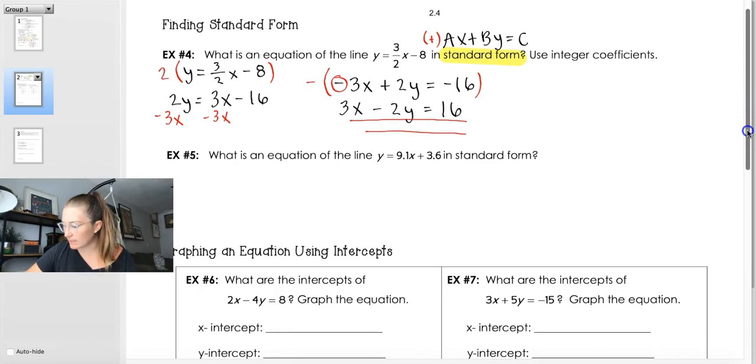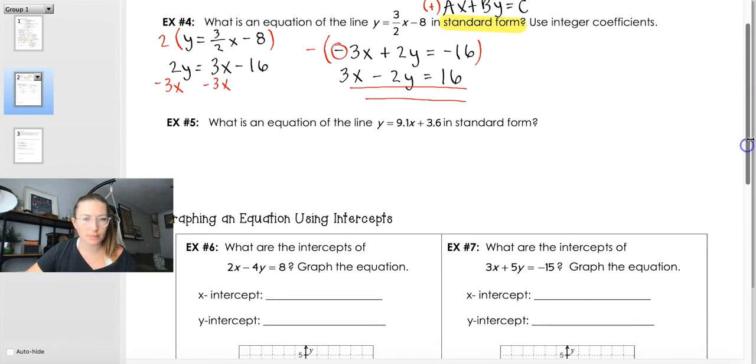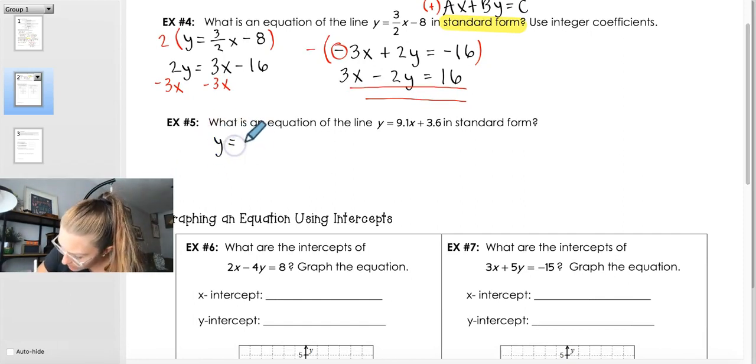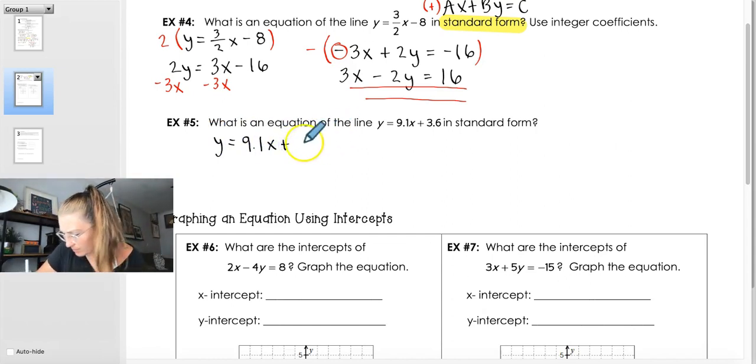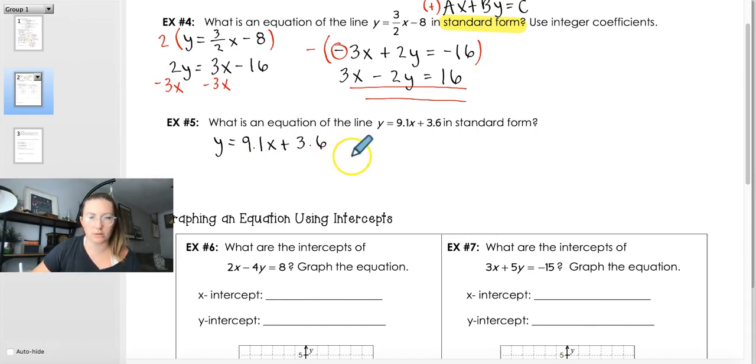Alright, let's go ahead and try this next one with the decimals. So we have y equals 9.1x plus 3.6. Okay, we have a problem. We have decimals. So hopefully we're familiar with our decimals. This first place is called the tenths spot, then hundredths, then thousandths, and so on.